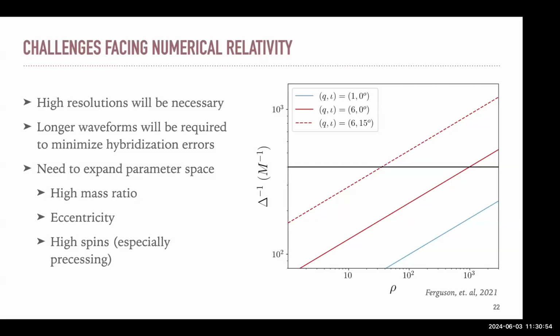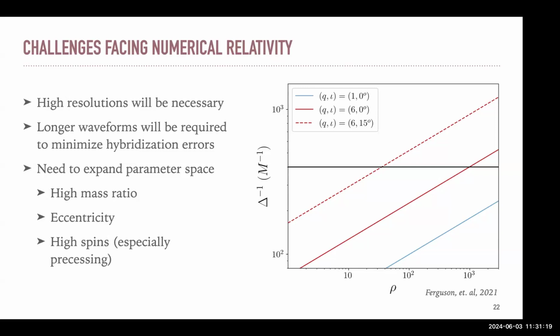Below that line, kind of easy. Above that line, not easy. And so the blue line here was equal mass ratio, and even up to signal to noise ratios in the thousands, we're still doing fine. But as you start adding in higher mass ratio, so the red lines are Q6, or add inclination, so not observing the gravitational waves from directly above the orbital plane.